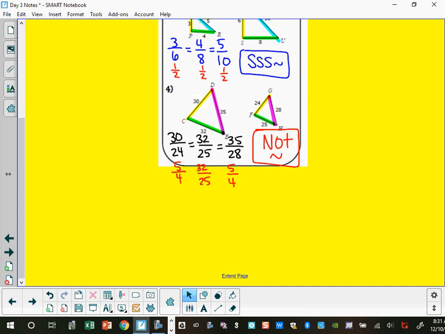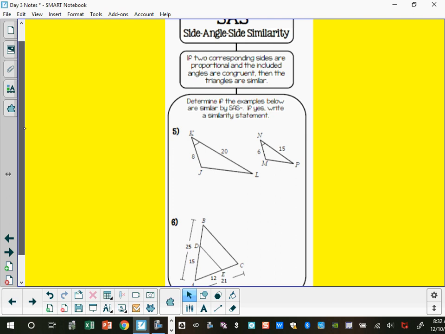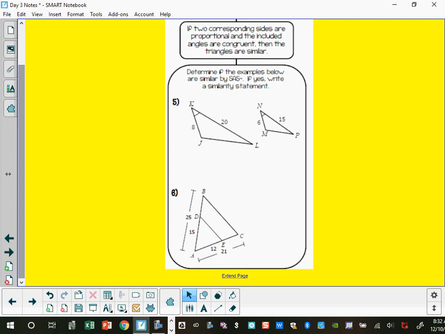Does that make sense? A little bit easier than doing the triangle congruence, I think. You had 5 of those to figure out. Let's look at the last one. Side, angle, side similarity. So side, angle, side. If two corresponding sides are proportional and the included angles are congruent, then the triangles are similar.